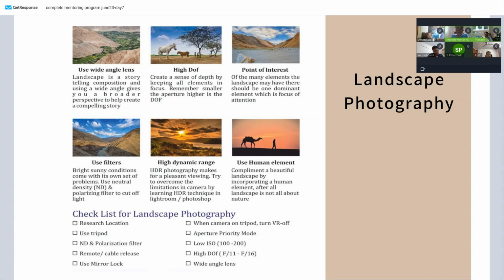Okay. So similarly, let's try and understand landscape photography in detail. Just like we studied bird photography, let us see what to do in landscape photography.